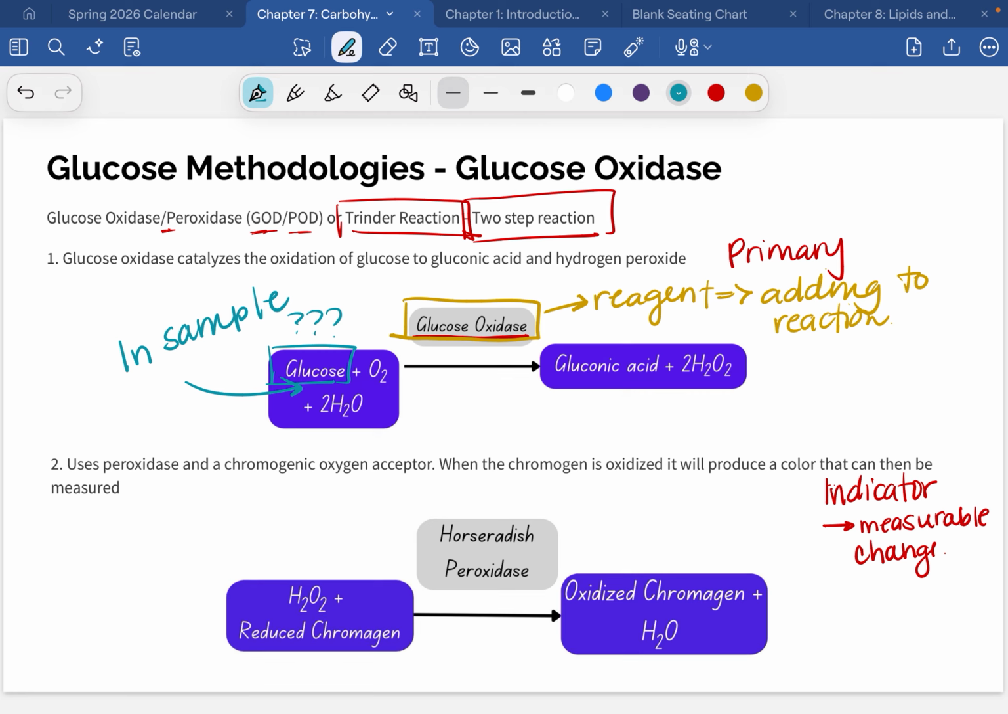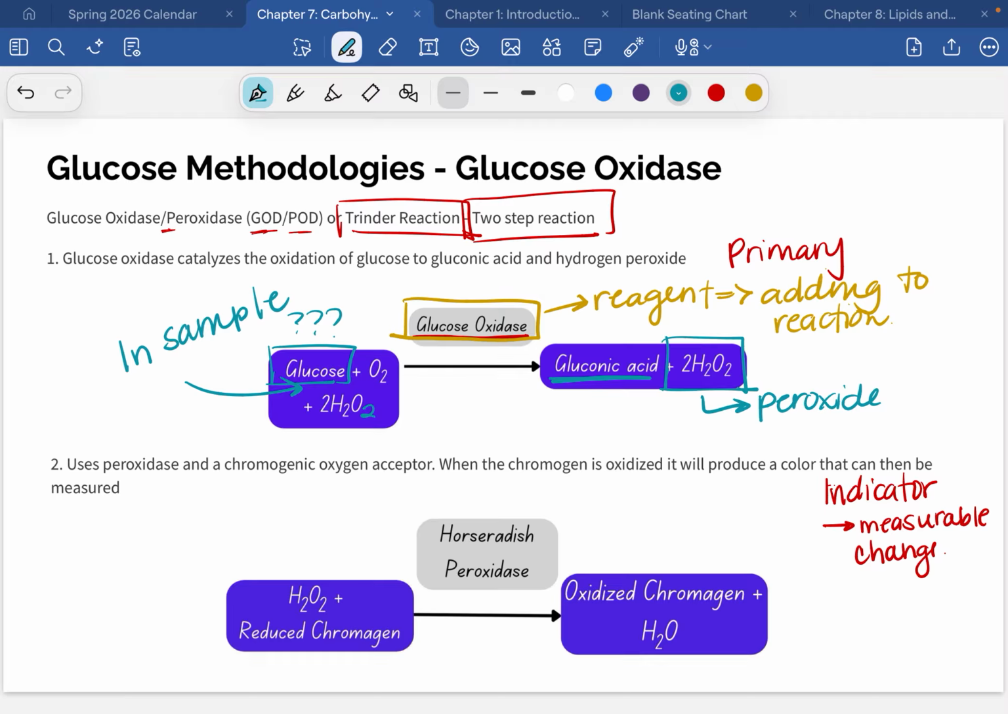And what this does is cause the oxidation of glucose into something called gluconic acid. And as a result of that oxidation, you add an oxygen to that water and you produce hydrogen peroxide. So that is the first reaction. The glucose oxidase reagent is added, and it produces gluconic acid and peroxide.